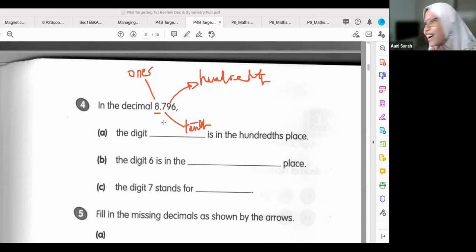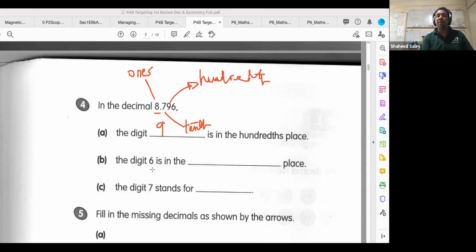Okay, so 9 is in the hundredths place. The digit 6 is in which place? You know what? Beside tens, hundreds, beside it is what? You all tell me. Ones, tens, hundreds. No one knows. Come on now. Thousands. With a TH, thousands place. That's the digit 6. Digit 7 stands for 0.7. This one is 0.